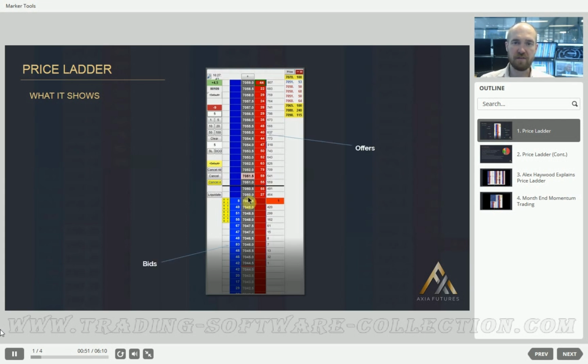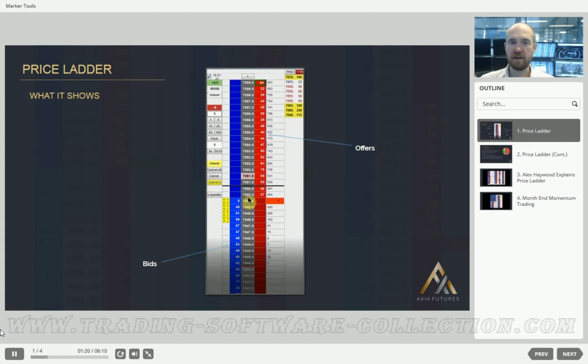You've got a bids column on the left. This is your blue boxes, and a column of offers on your right. The central grey column is the price. So in this example, the blue column shows you how many contracts are bid at each price. So here we've got 83 contracts bid at 70.46. So you've got 83 contracts worth willing to be filled at that price.